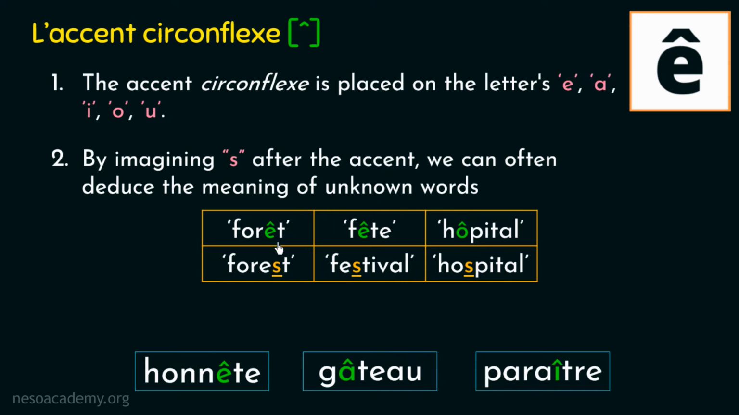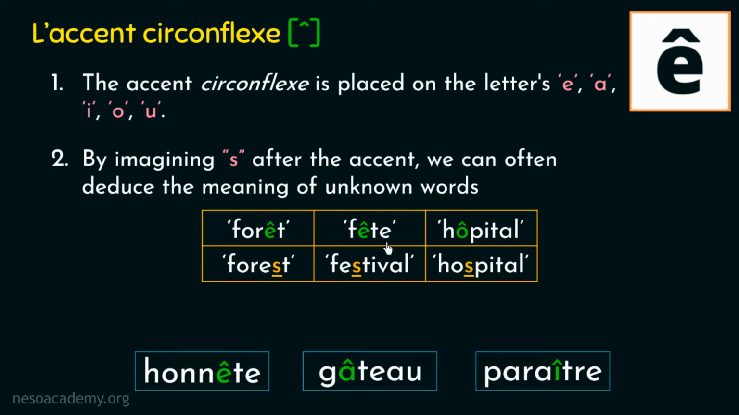So here we have the accent circonflexe in this word, and after imagining an S after this accent circonflexe, we will get the word forest. So the meaning of this French word forêt is forest. It's quite easy to deduce, isn't it? Come on, let's have a look at another example, that is fête, fête.